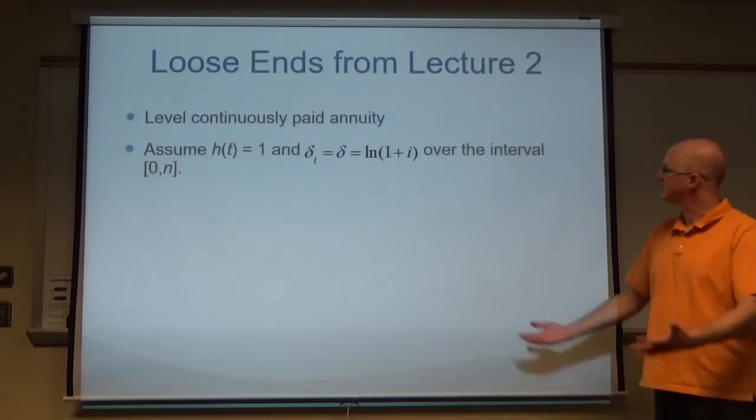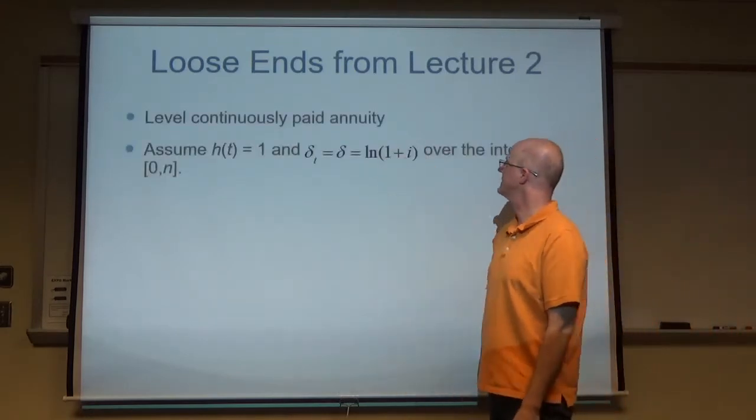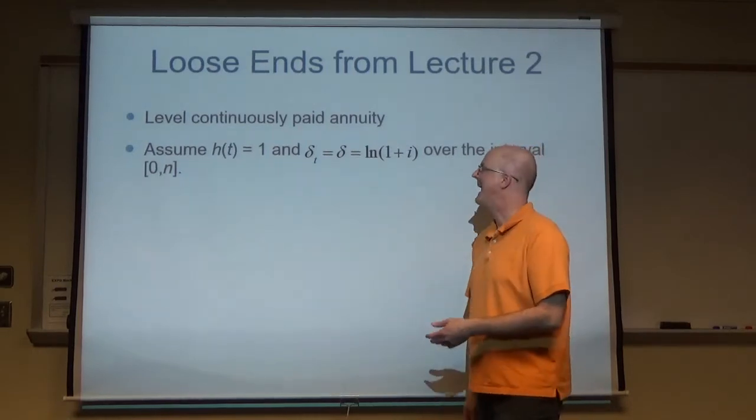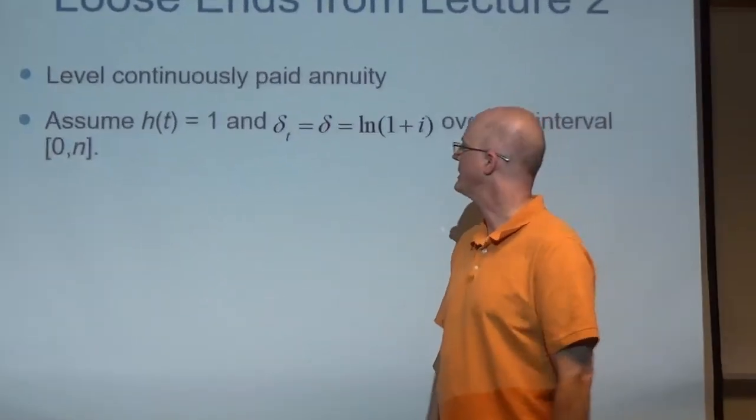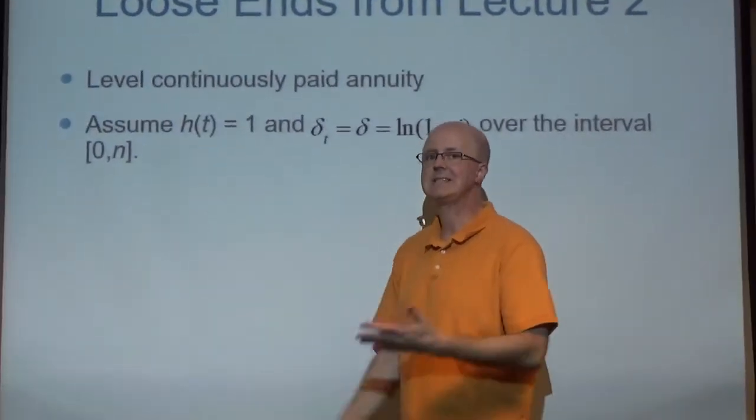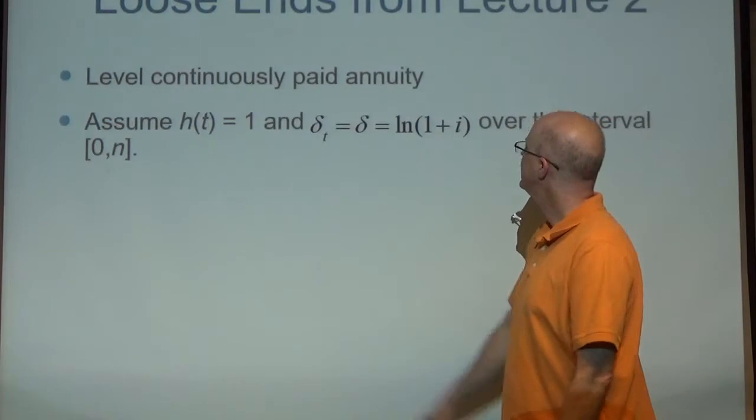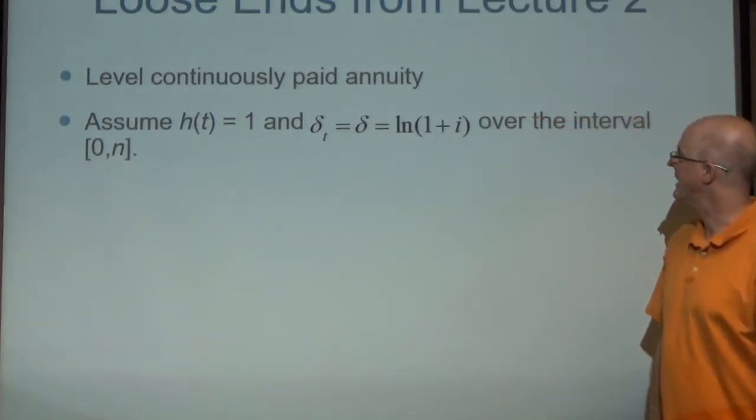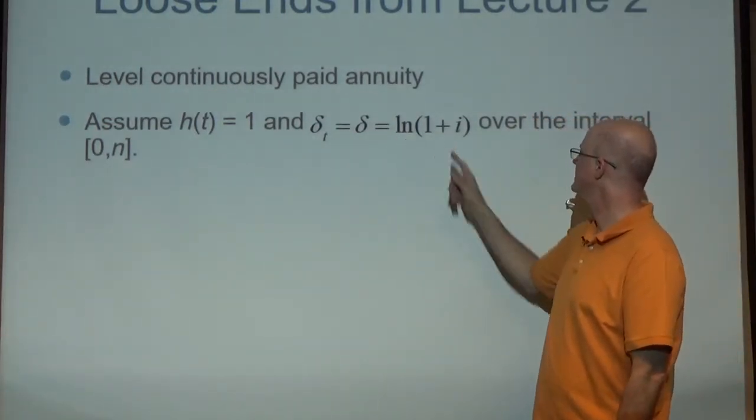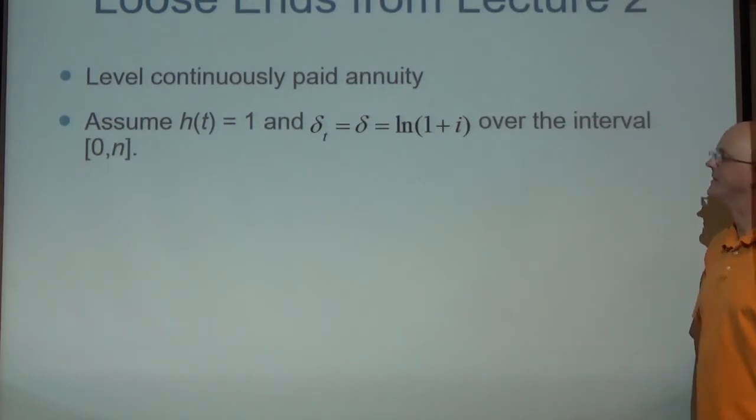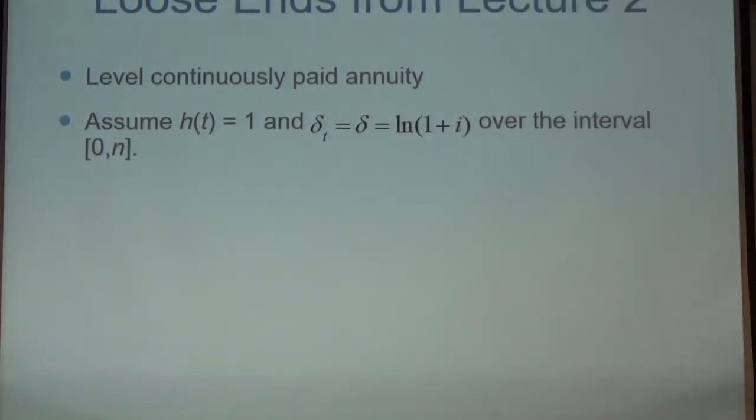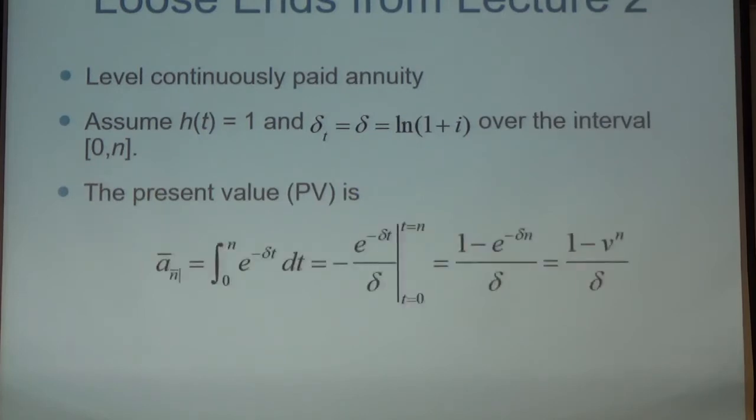Let's consider the simple situation of a level continuously paid annuity. So we're paying it at a certain constant rate per unit of time. H of t is that constant rate per unit of time, 1 unit of money per unit of time. We've got a constant force of interest, delta sub t is a constant delta, which is natural log of 1 plus i, where i is the effective periodic interest rate, over the interval from time 0 to time n, and oftentimes n is an integer. But it doesn't have to be.